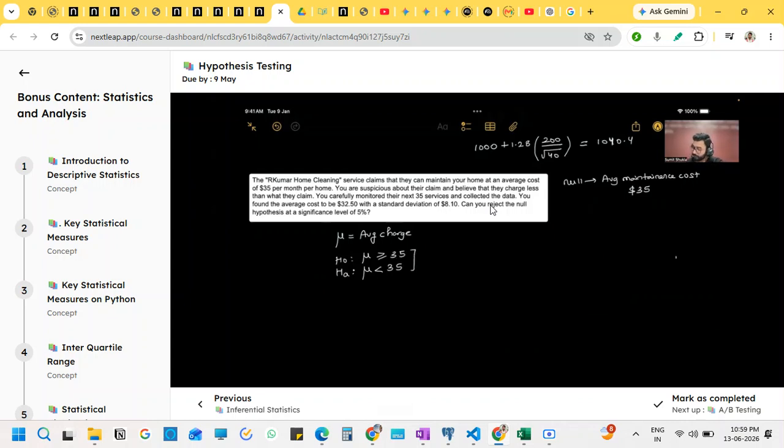Now you carefully monitor their next 35 services. So n is 35 and you collected the data. You found that the average is 32.50. So this is what you obtained after the test. Let's draw the normal distribution, and significance level is 5%. So alpha is 0.05. Now, since it is a lower tail test, my rejection region is this.